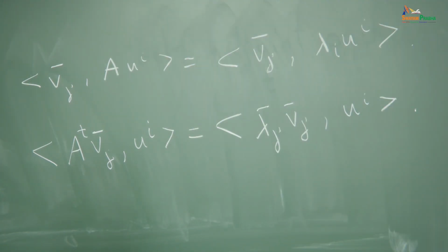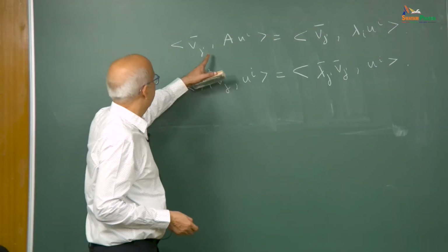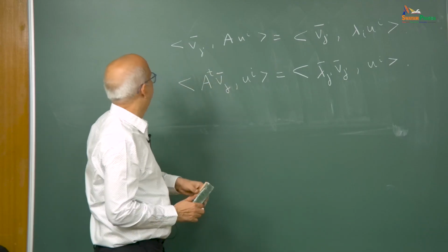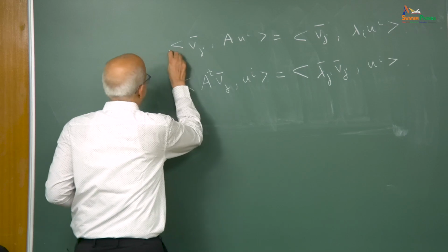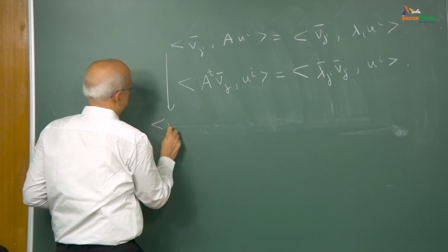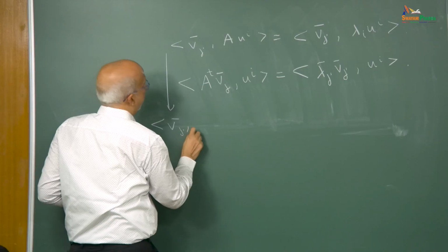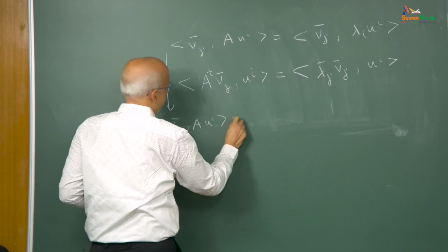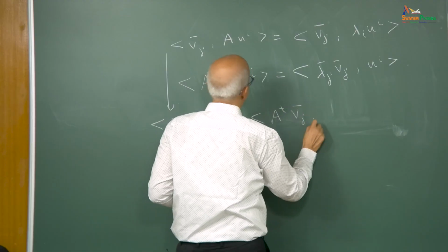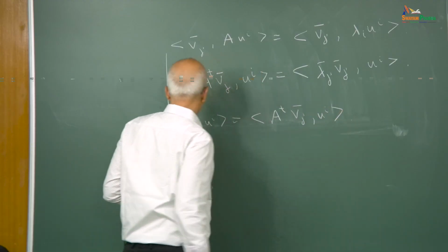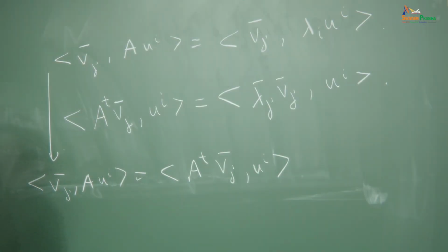Now I am just going to subtract the two, and you have to understand that by definition of adjoint, this inner product of Vj bar with A ui is equal to the inner product of A transpose Vj bar with ui. That is how we define the adjoint, right? It should be true for any vector. So, this is the definition of adjoint.